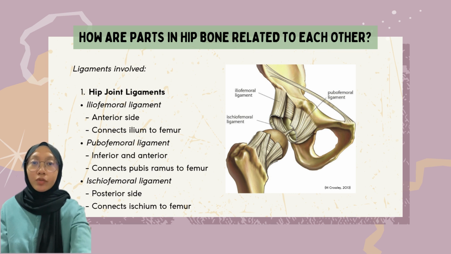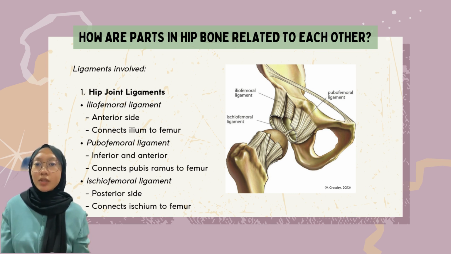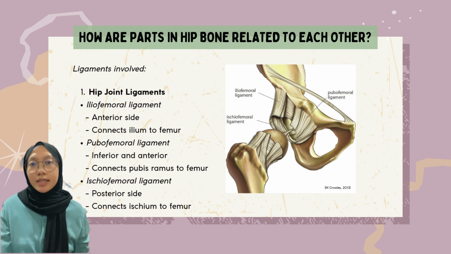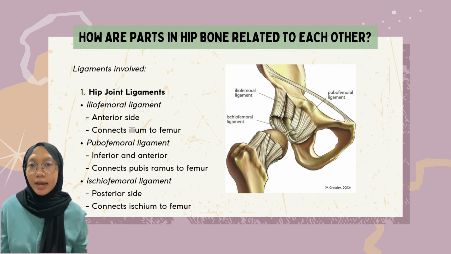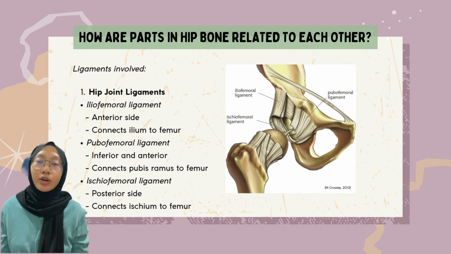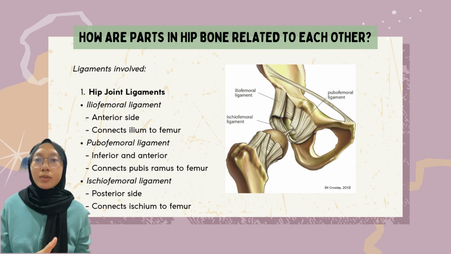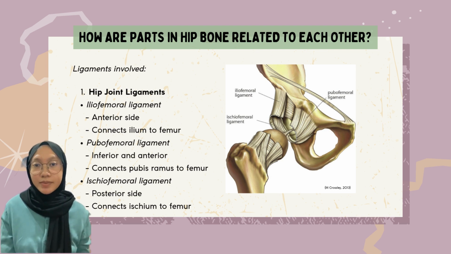Lastly, we have the ischiofemoral ligament, which is located at the posterior part of the hip joint. It connects the ischium to the back of the femur. Its function is to keep the hip joint stable from behind. It also helps to limit how much your leg can turn inward, which we call internal rotation, and stops the joint from coming out of place.